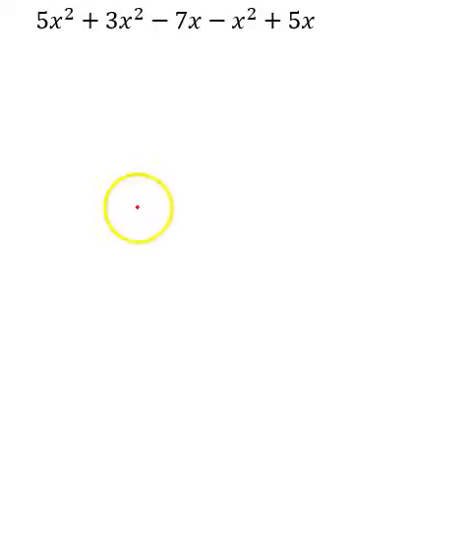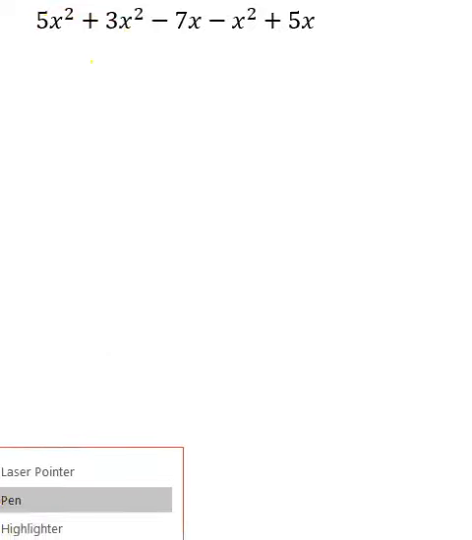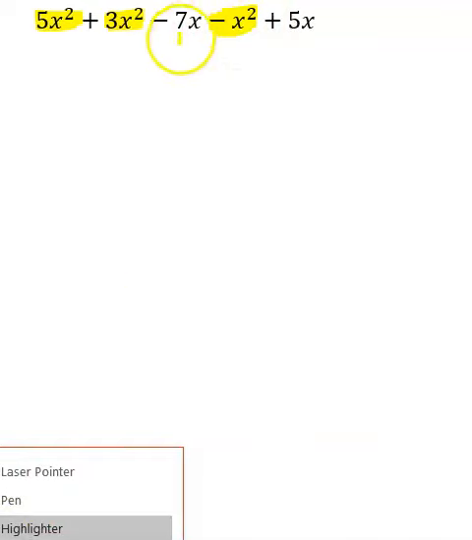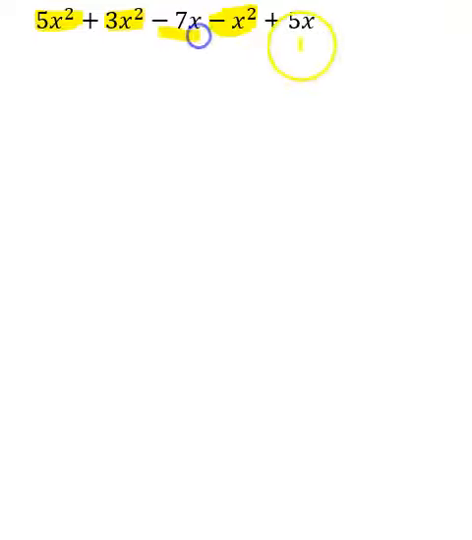We need to remember, in order to add or subtract variables, we have to make sure they are like terms, which means they look alike. When we say look alike, they must have the matching variable and also the exponent. So for example, x squared, x squared, x squared, they look alike. And notice these other two both have x's. So we're going to combine all the x squared terms and all the x terms.